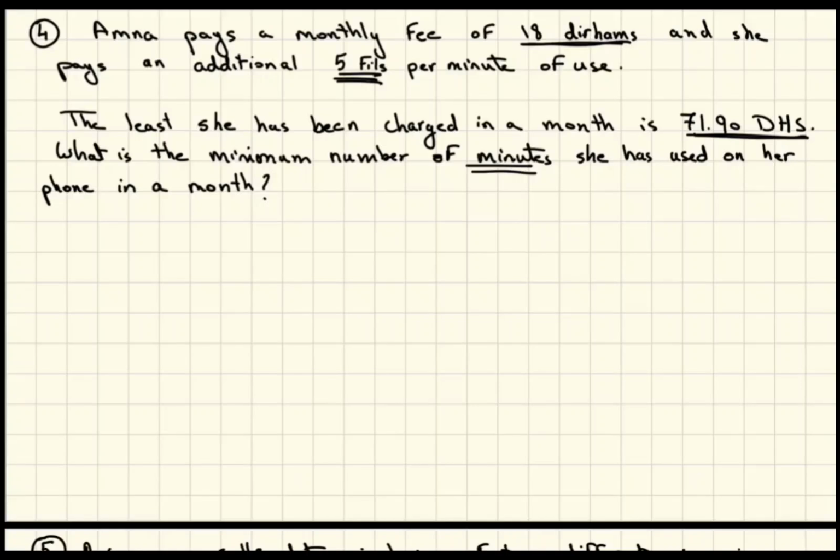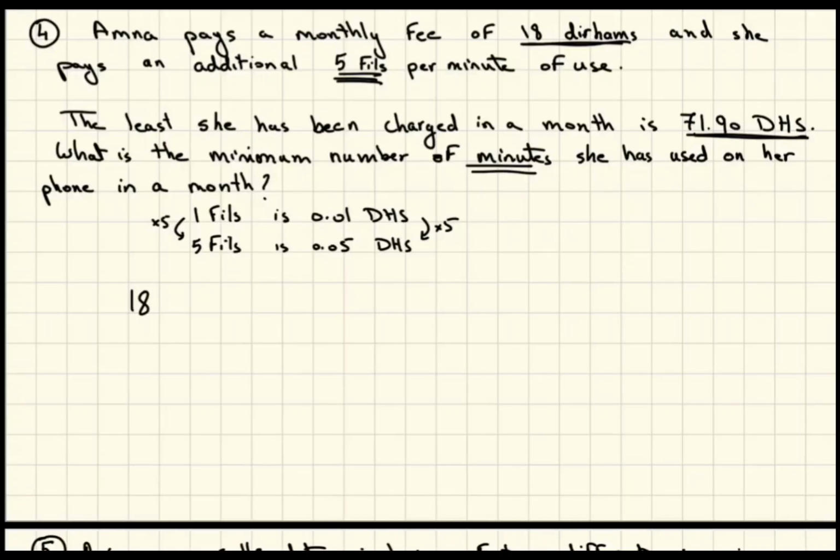Now the idea is to know that 1 fills is 0.01 dirhams. So basically 5 fills will be 0.05 dirhams. You can multiply here by 5 and there by 5 to get it. Alright, knowing this, she's paying 18 dirhams for a fixed monthly fee. At the beginning of the month, they charge her 18 dirhams even if she doesn't use any minute on her phone.